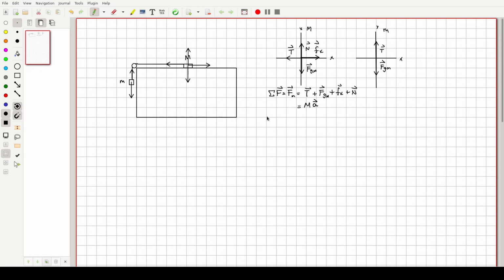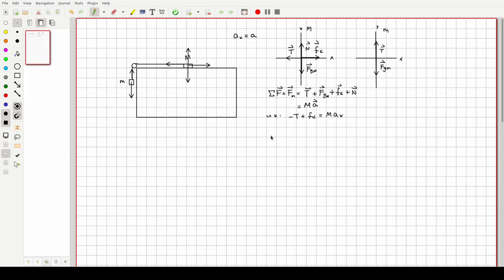Okay, so in the x direction, if you were to look at our picture, we have tension to the left, we have kinetic friction to the right, and these act to cause big M to experience acceleration in the x direction. Now, that said, I'm going to make a note up here. The acceleration in the x direction, remember, is the same as the acceleration this is going to experience, and we're just going to call this A.